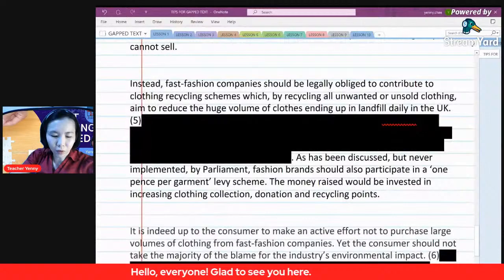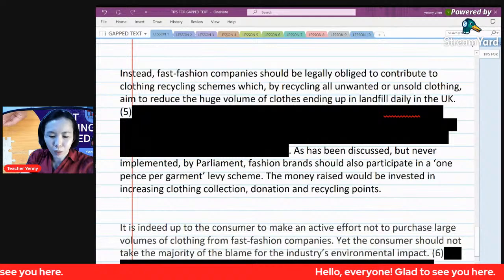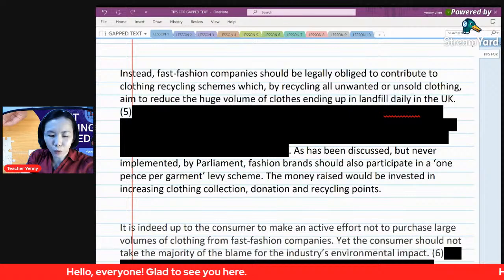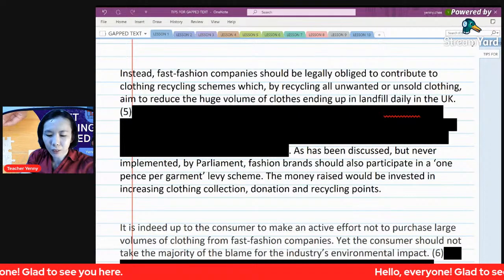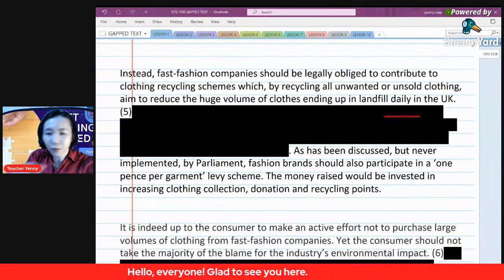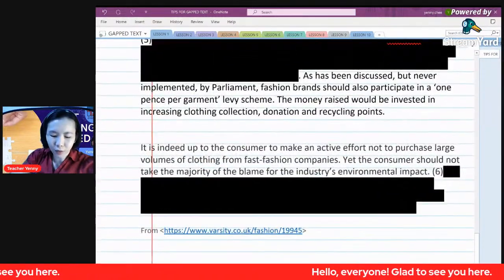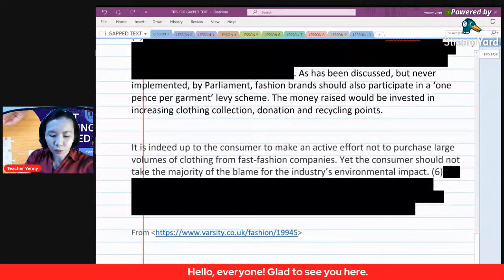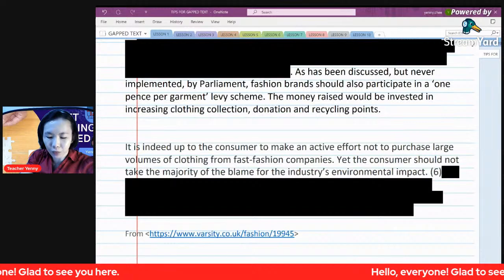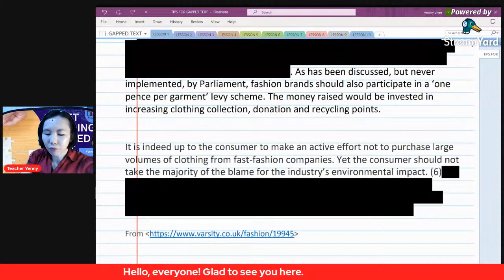Instead, fast fashion companies should be legally obliged to contribute to clothing recycling schemes, which, by recycling all unwanted or unsold clothing, aim to reduce the huge volume of clothes ending up in a landfill daily in the UK. Just skim. Skim means you read quickly. You're not doing anything, you read quickly. So this is the last paragraph. It is indeed up to the consumer to make an active effort not to purchase large volumes of clothing from fast fashion companies. Yet, the consumer should not take the majority of the blame for the industry's environmental impact.